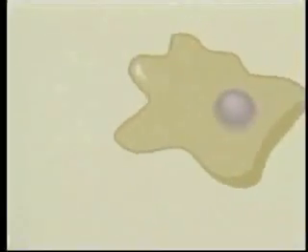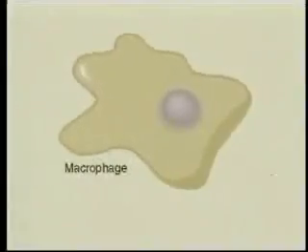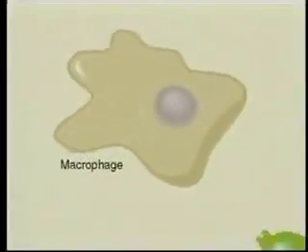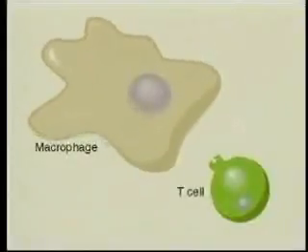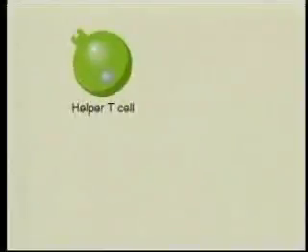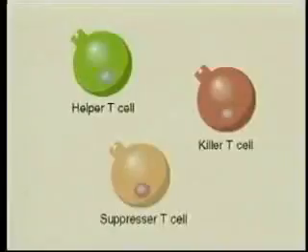Cell-mediated immunity is one way the body fights an infection or cancer. Two types of cells are involved in cell-mediated immunity: macrophages, which engulf and destroy pathogens, and T cells. There are three types of T cells: helper T cells, killer T cells, and suppressor T cells.